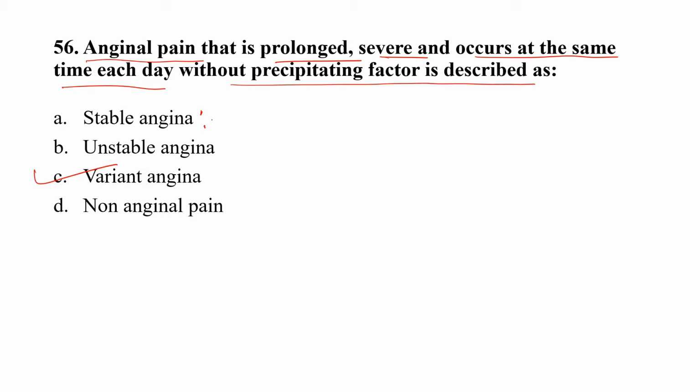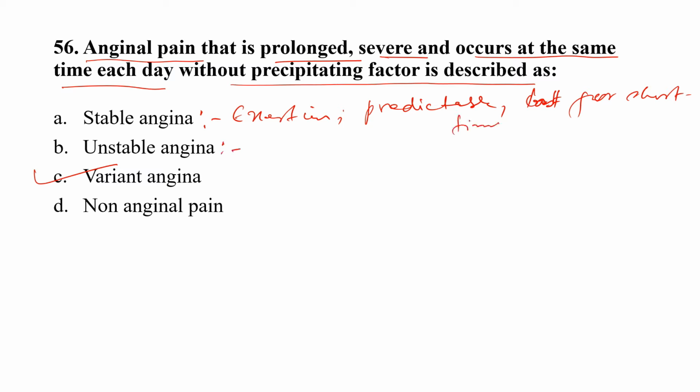Stable angina occurs due to exertion, and it is predictable and lasts for a short time. And unstable angina, the occurrence of symptoms is at rest, and it's unpredictable. And non-anginal pain is also called non-cardiac pain.